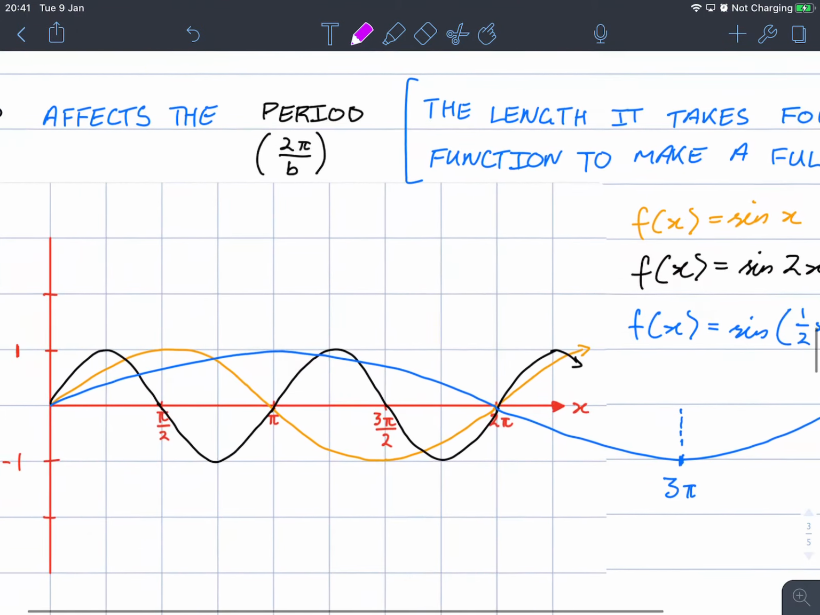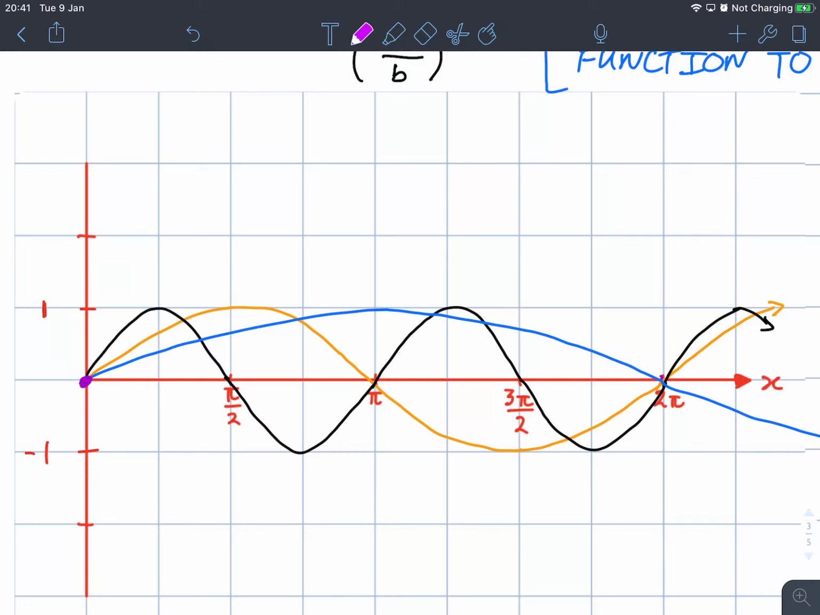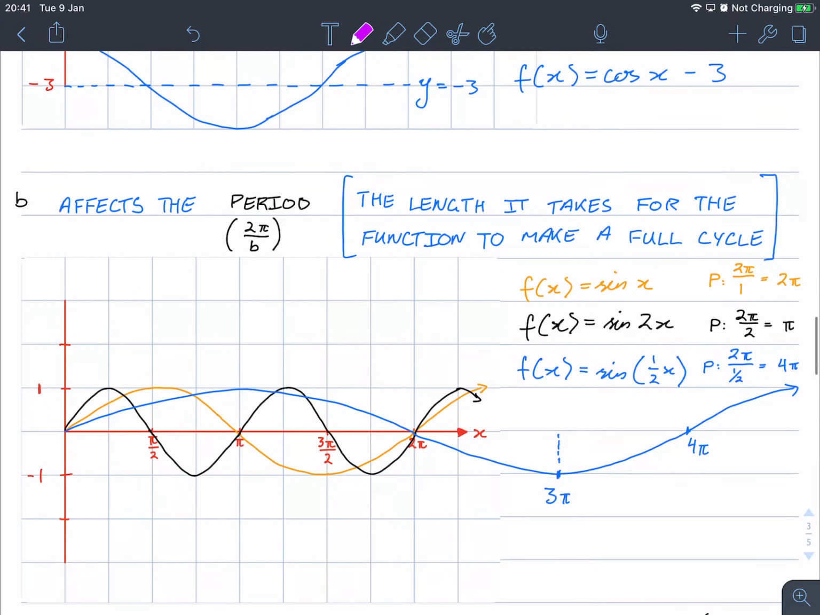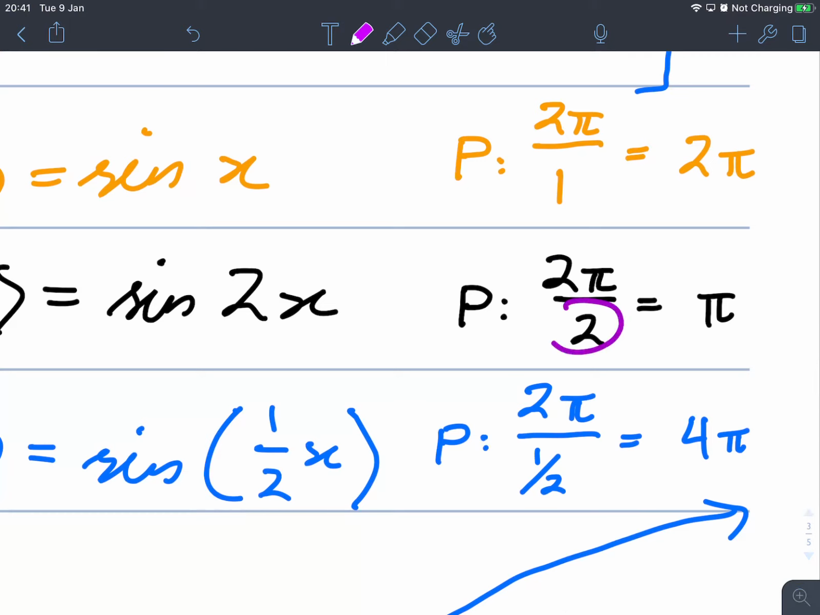So what it means now is from 0 until 2 pi, the orange graph will go up, down, and then from this point here, the function is actually cycling itself again. It's repeating itself. So the period refers to how long it takes for the function to make one full cycle. If we have f of x equals sine 2x, the period is now 2 pi on 2.